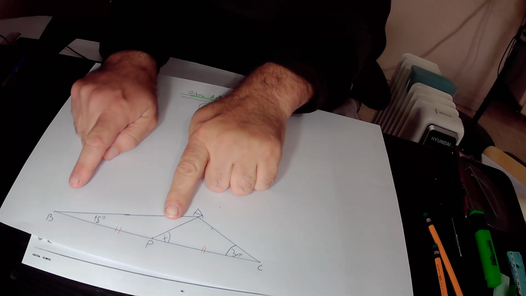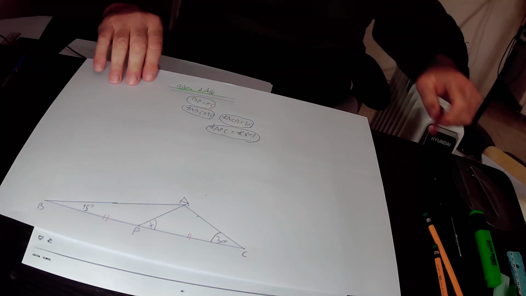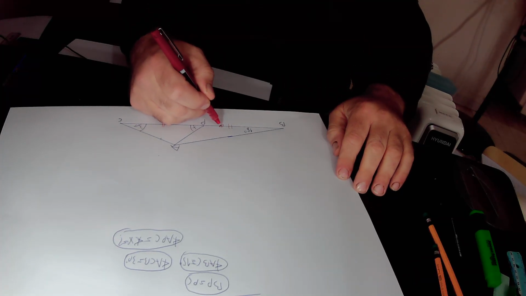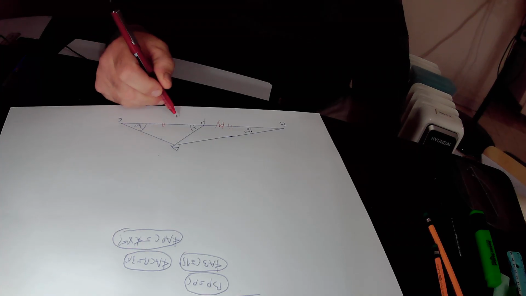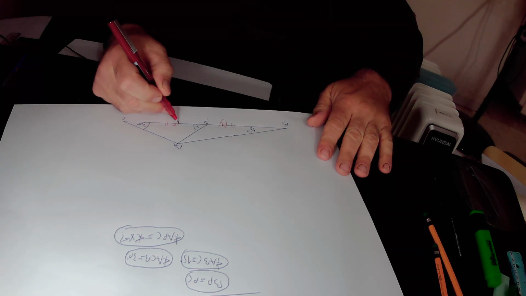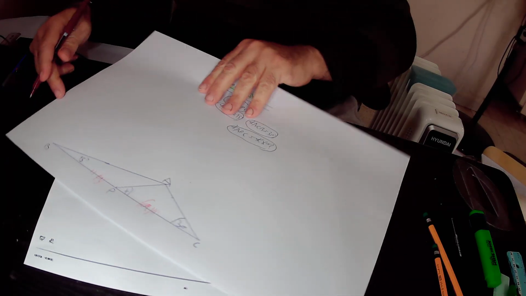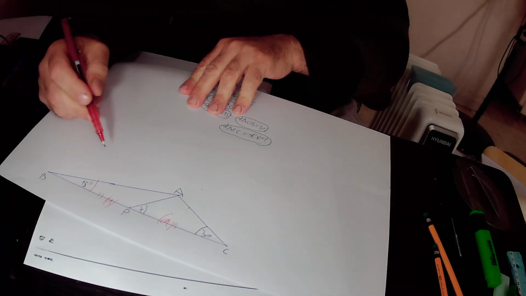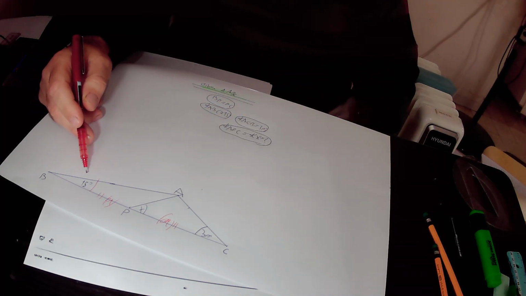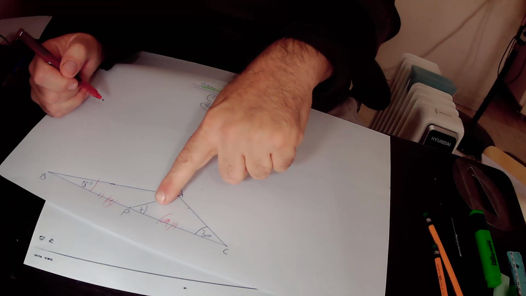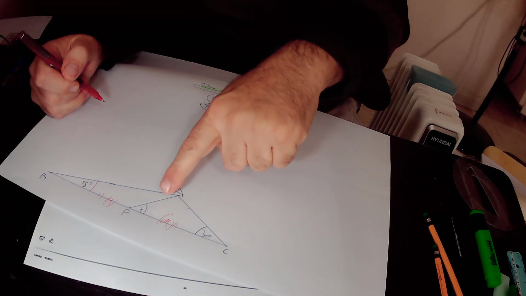So if we define the length of BP as A, then PC must also equal A, because they are equal to each other according to what is given in the question. In addition, we know that angle ABC equals 15 degrees inside, and angle ACB equals 30 degrees inside. Again, our task is to find the size of this angle APC equals x.